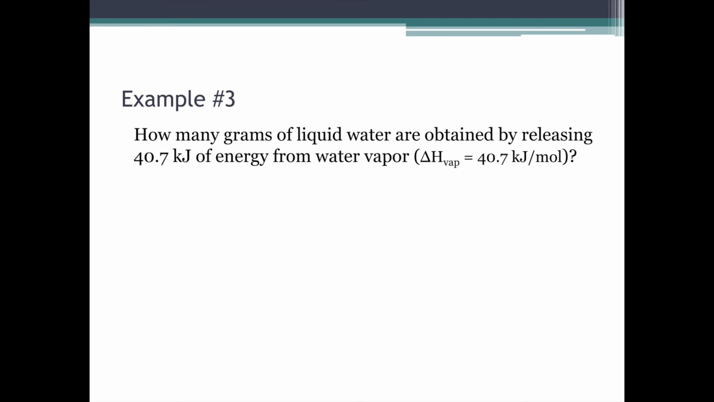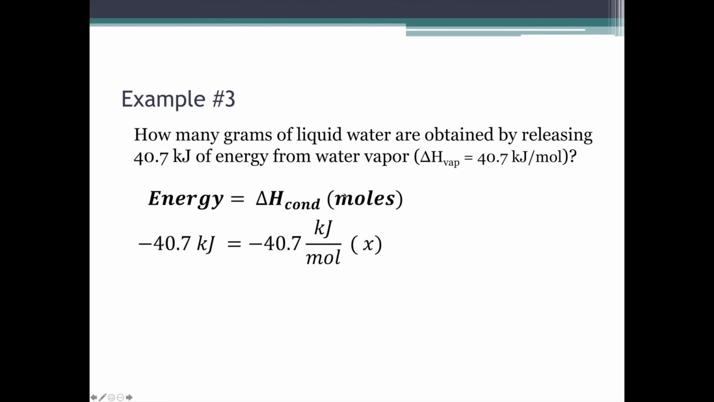Now, example 3 is the most complicated type of question you might see in this course. It says how many grams of liquid water are obtained by releasing 40.7 kilojoules of energy from water vapor, and it gives me the molar heat of vaporization. Now, the process that's occurring here, I want to know how much liquid water I get from water vapor. To go from water vapor to liquid water is condensation. I'm given the delta H of vaporization, which means I already know I'm going to have to flip this sign. So the energy is equal to delta H of condensation, and I'll multiply by moles because this was given to me in moles.